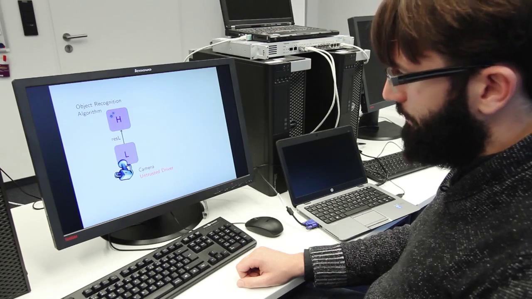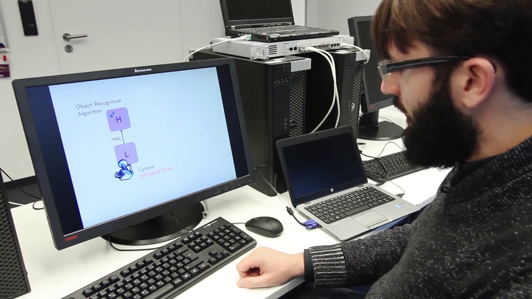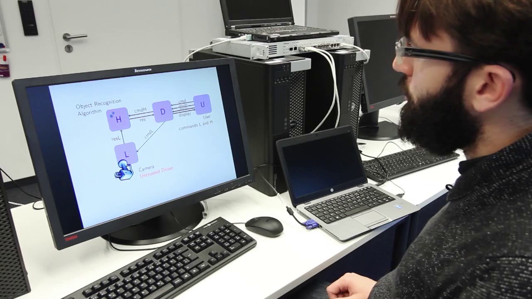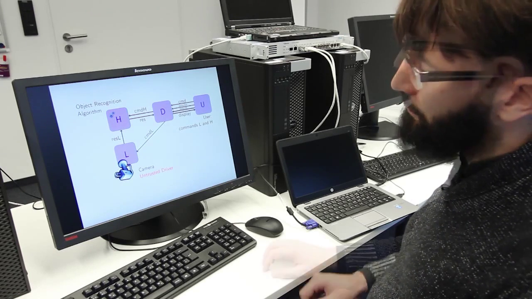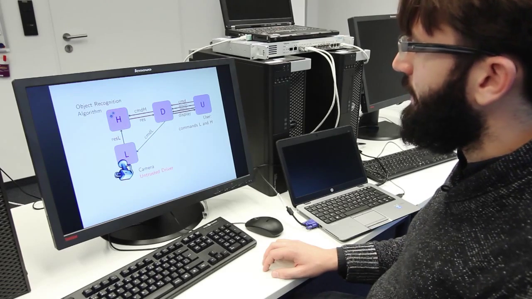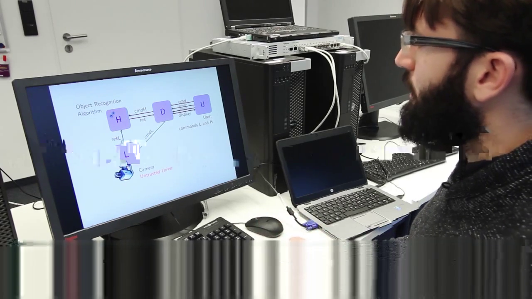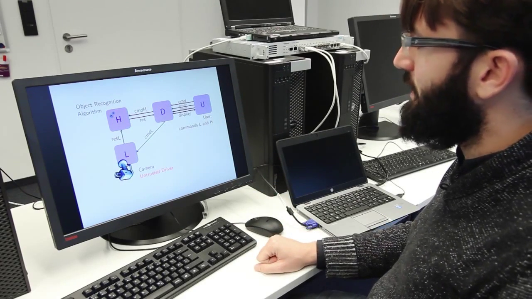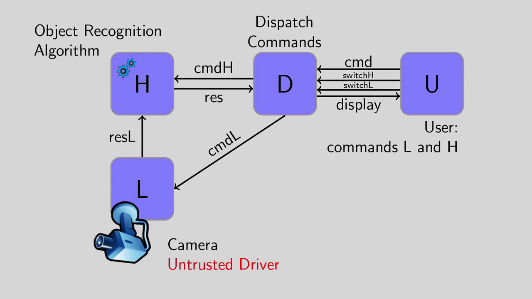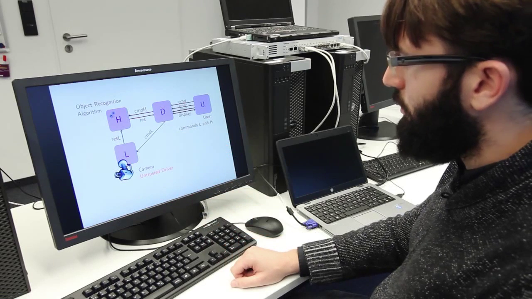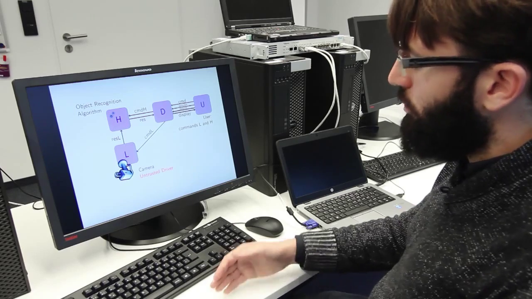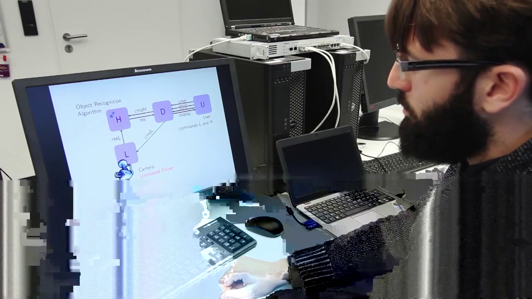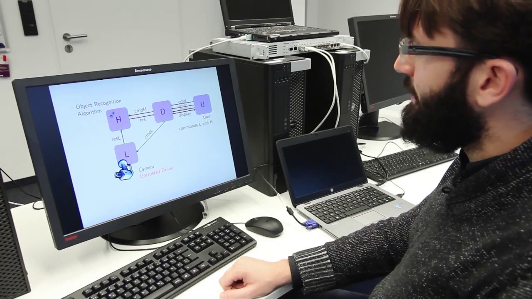In order to drive these two subjects, we have two additional subjects, namely D for dispatch and U for user. So the user sends commands to L and H and can also switch between modes. Whenever the user sends the switch L message, it means that it switches to low security mode and the next commands have to be forwarded to the low security subject. For instance, it can use switch to L to say that he wants to send the command to the low security subject, and this command will be something like take a picture.